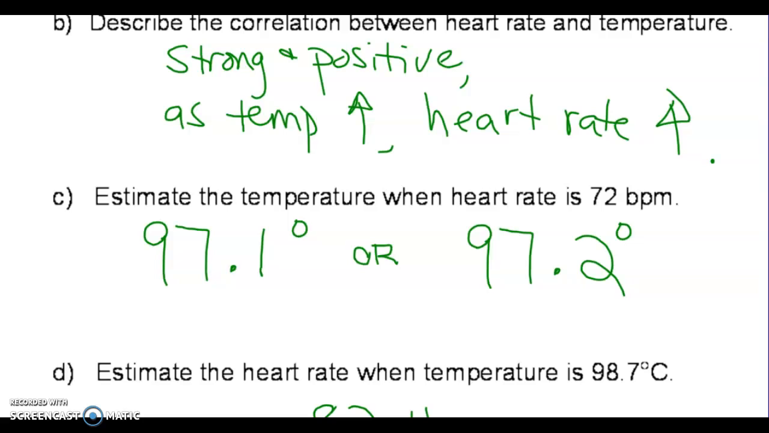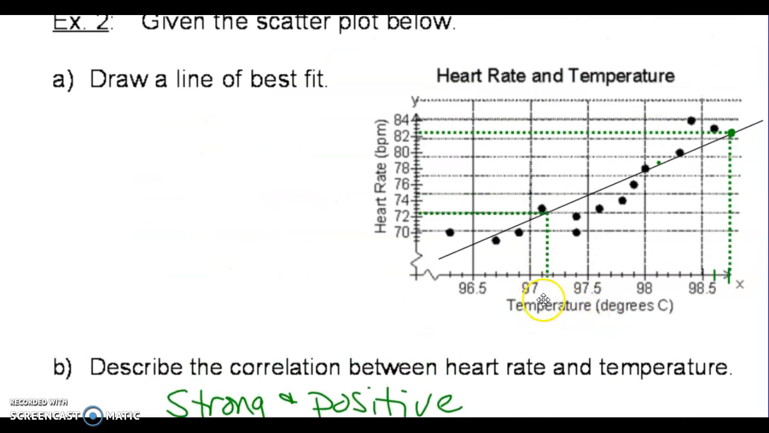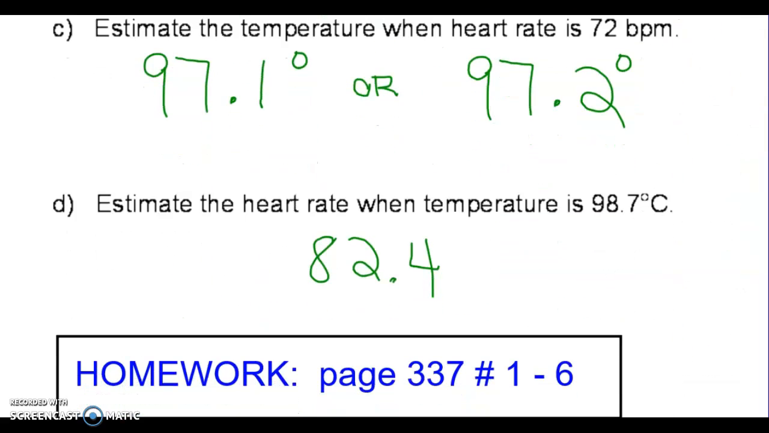D, estimate the heart rate when temperature is 98.7 degrees. So go across 98. Oh, look, my graph ends at 98.5. So now we're going to use extrapolation. Remember that? I extend my graph. So 98.5, 98.6, 98.7 looks like it's approximately there. I draw my line a bit longer, my line of best fit, read up and across, and it looks like when we hit the line there that it matches with a heart rate of approximately 82.4. Looks like it's somewhere around there.